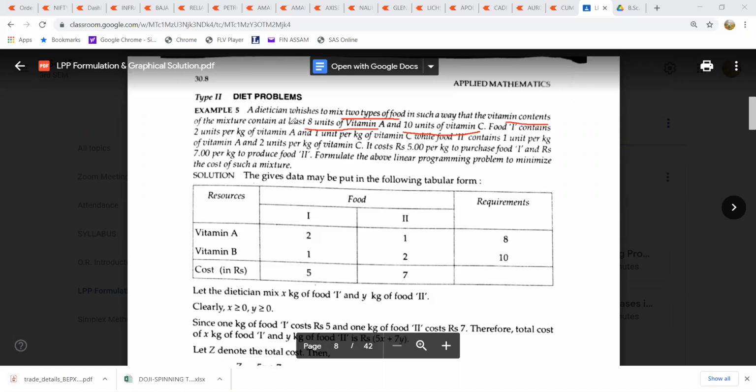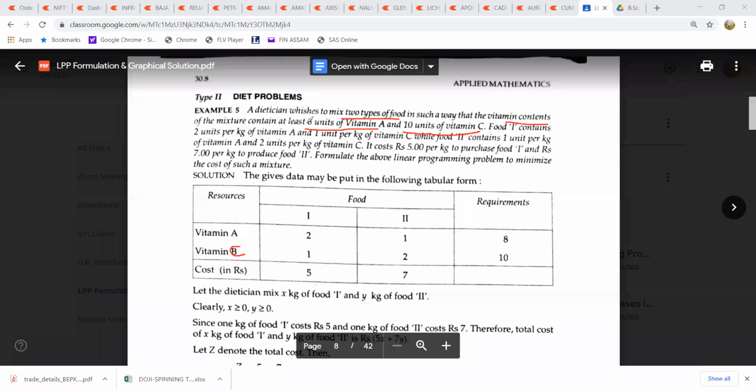Just a minute, vitamin B is not there, vitamin C is written here. Maybe it has been written by mistake. Vitamin B is written in the problem, but B is not mentioned anywhere else, so it will be vitamin C. Just correct it, it will be vitamin C, not B.